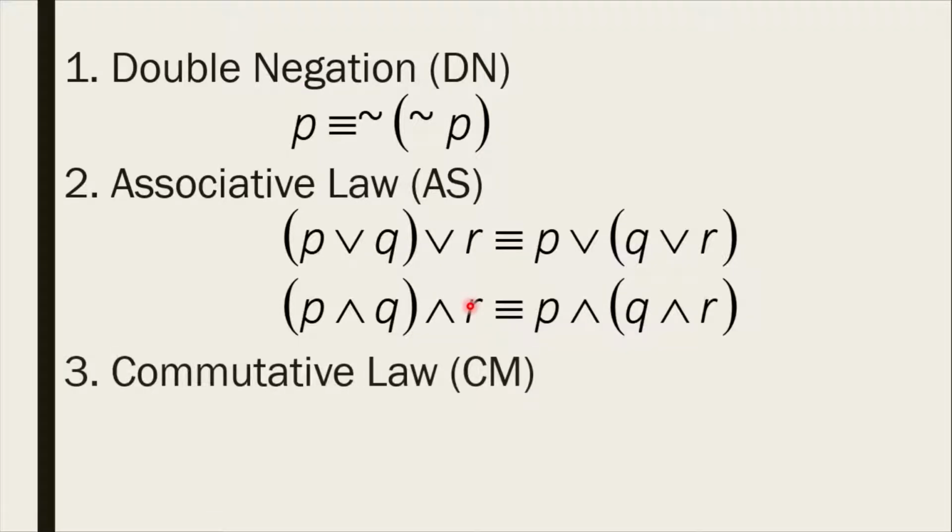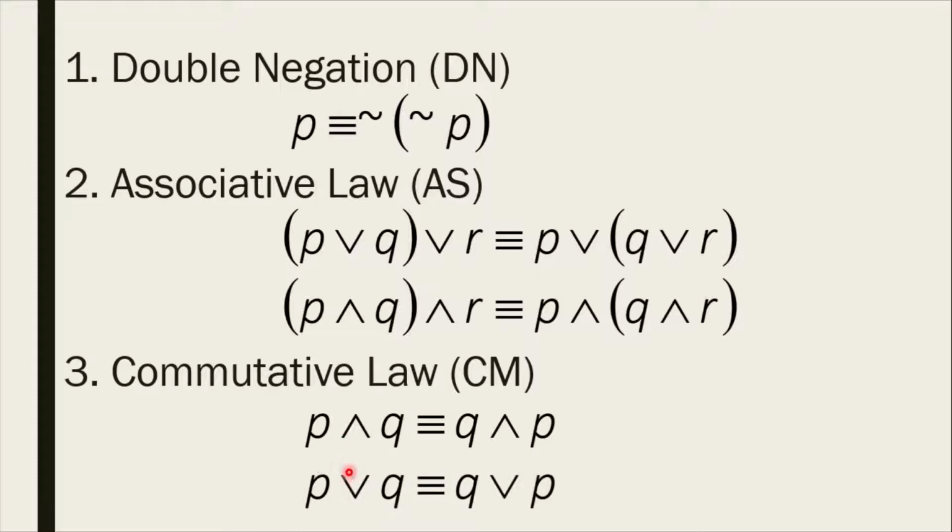The next rule is the commutative law. In this rule, it states that the order of the constituent parts of conjoined or disjoined statements may be reversed. If for instance we have P and Q, it's just the same as Q and P. And P or Q, just the same as Q or P.